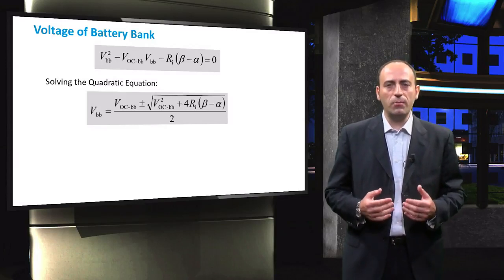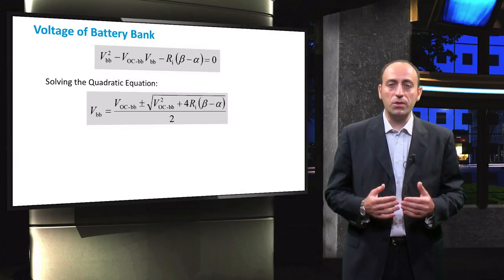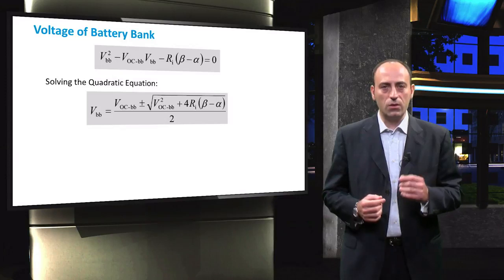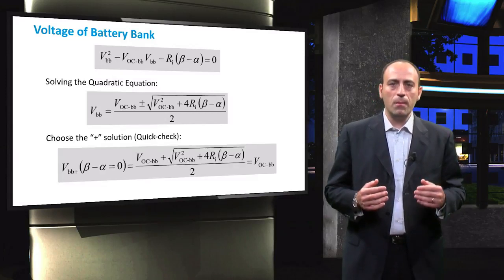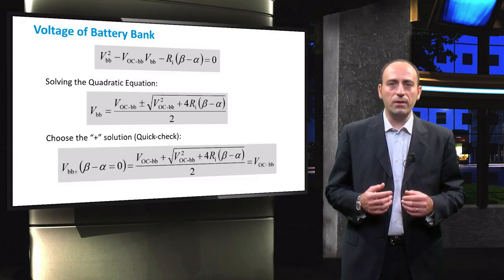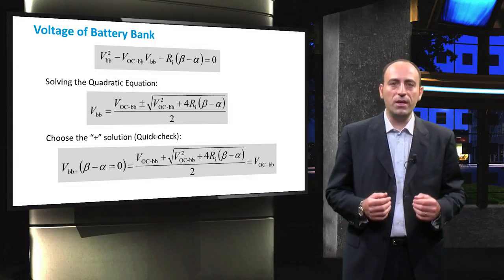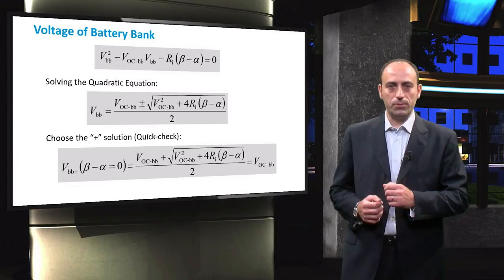This is verified by assuming a situation where there is no power flow in the PV system, that is when the circuit is open. This means the beta minus alpha term in the solution will be equal to 0, and the voltage of the battery will be equal to its open circuit voltage.